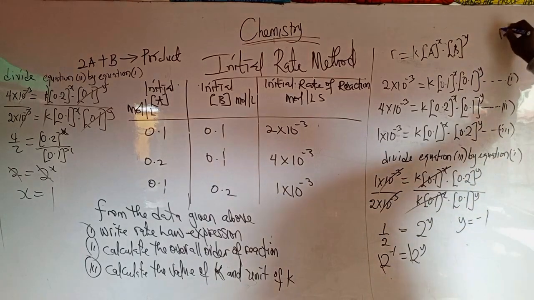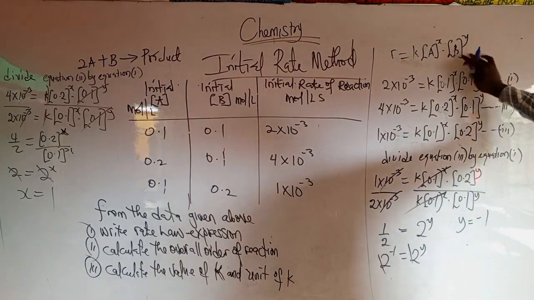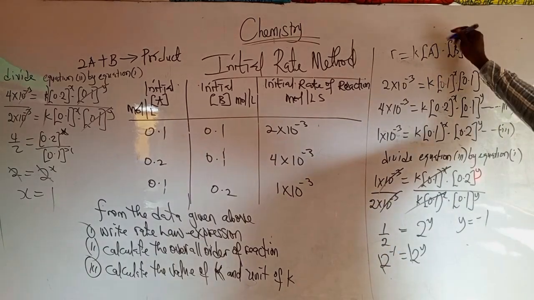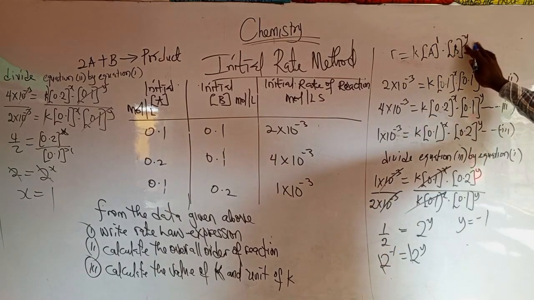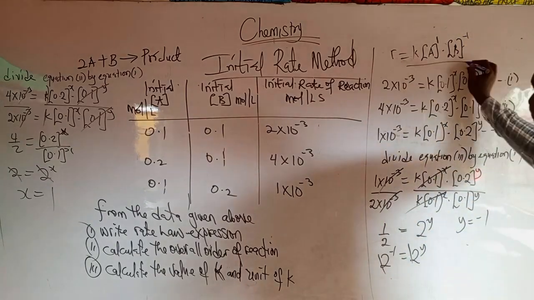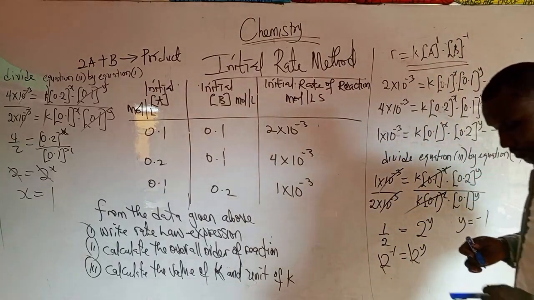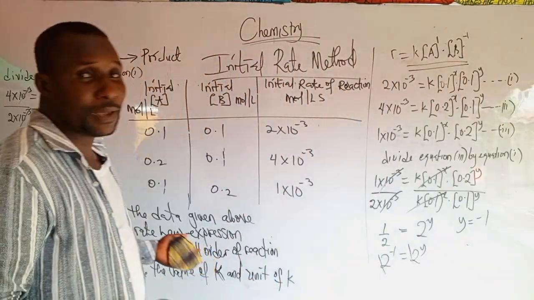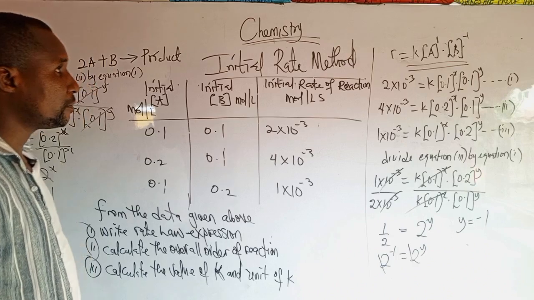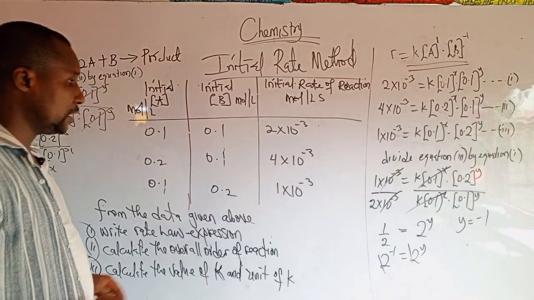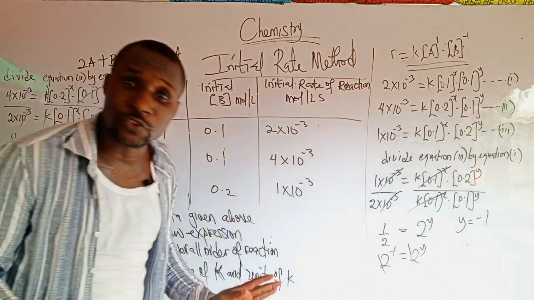From here, I have rate R. From here, the rate law expression. What is X? X is raised to the power 1. What is Y? Y is minus 1, raised to the power minus 1. This is my rate law expression. Very simple. That's my rate law expression.